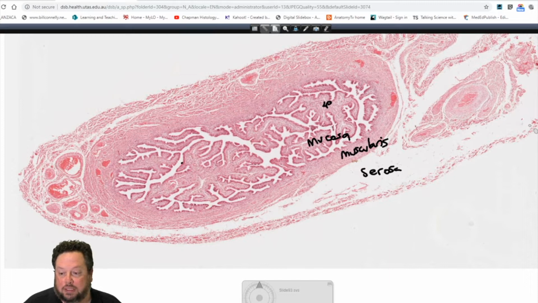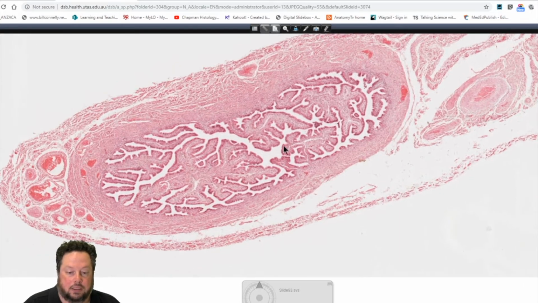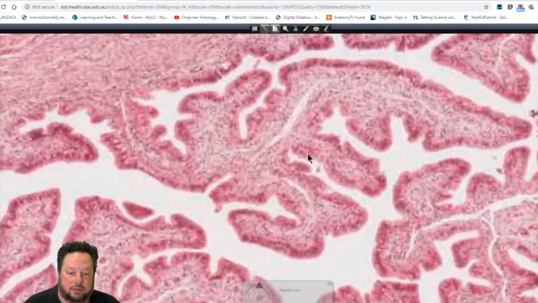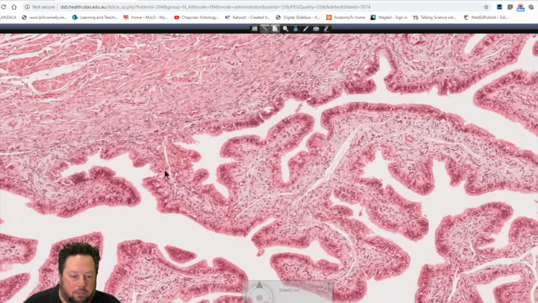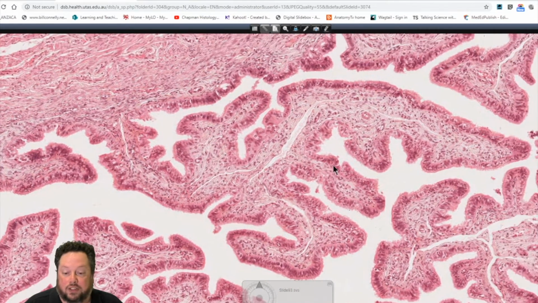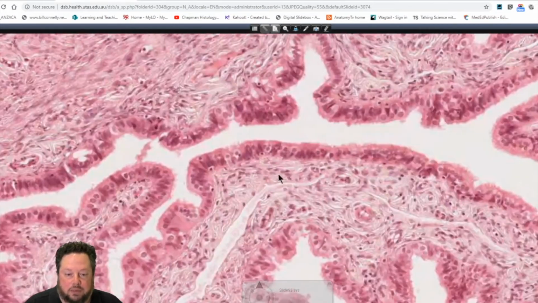So if we have a look at this in a little bit more detail, we can see how folded this is. So here's one fold. We often talk about the ampulla of the uterine tube having primary, secondary, and tertiary folds. So we zoom in.